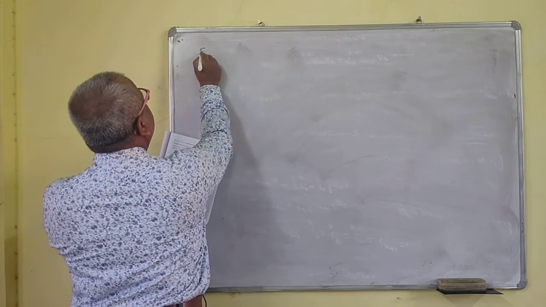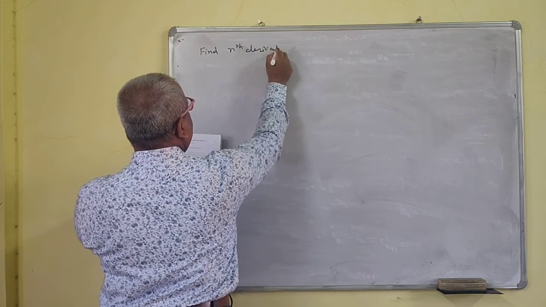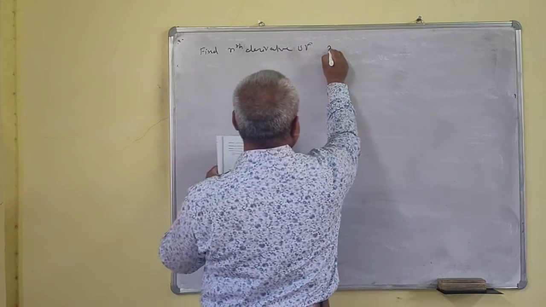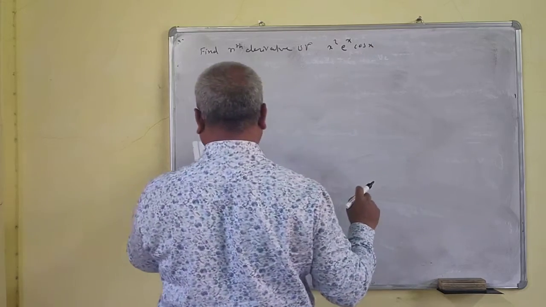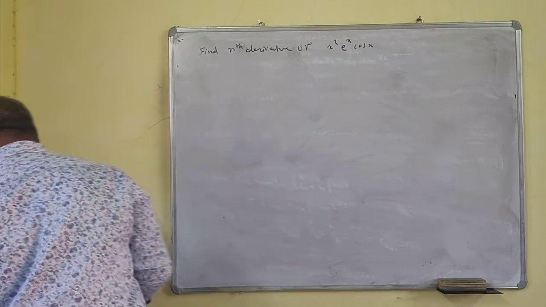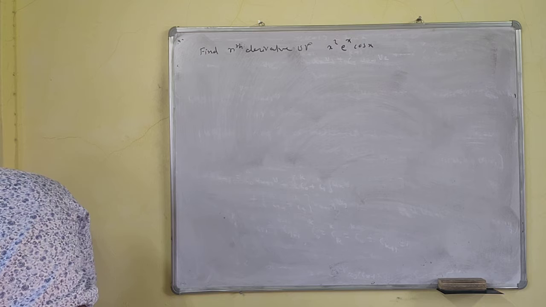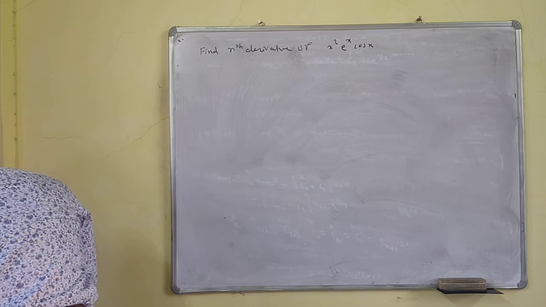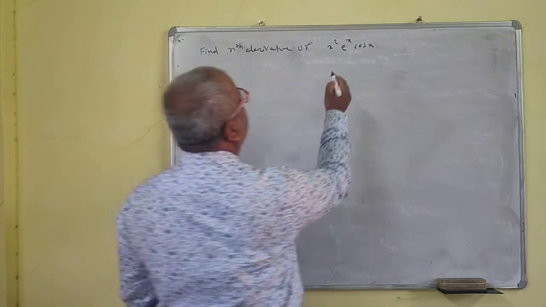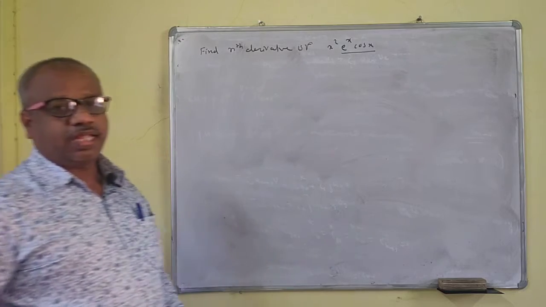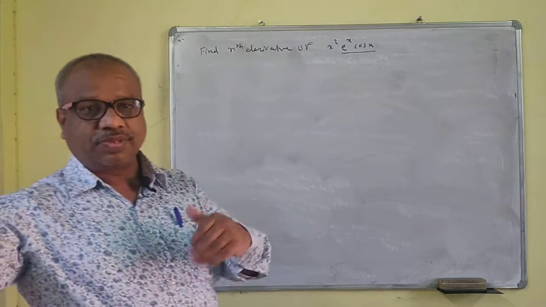Find the nth derivative of x square e raised to x cos x. Okay, so here you know the nth derivative of e raised to x cos x. And the derivative of x square vanishes, the higher derivative of x square vanishes.